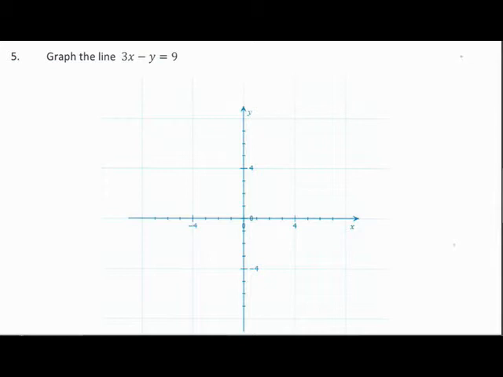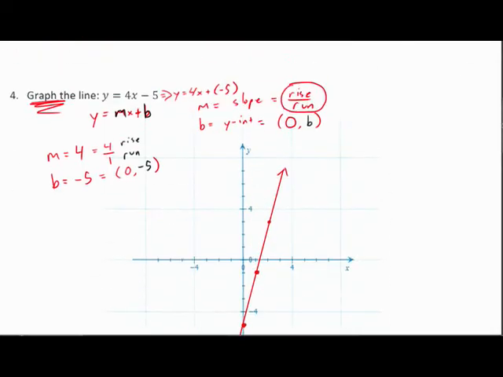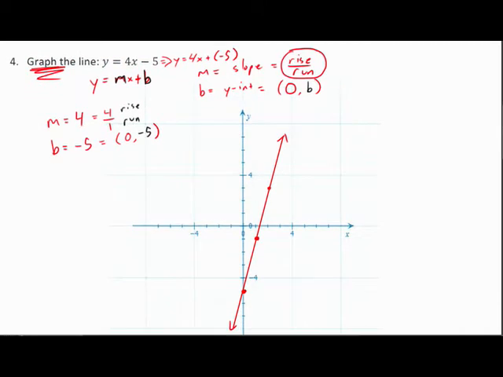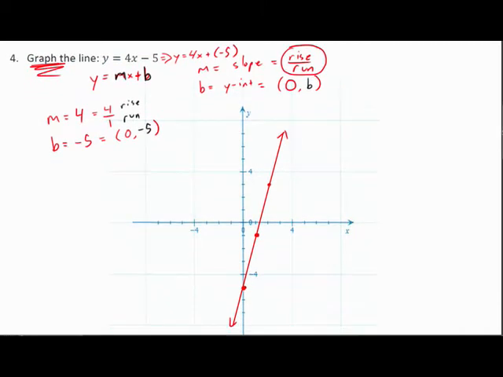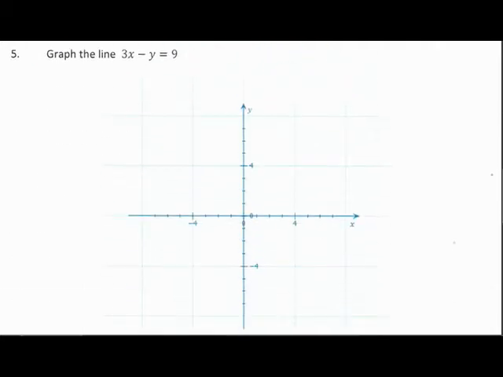Graph the line 3x minus y equals 9. So this is just like the previous problem that we just did, which is graph the line y equals 4x minus 5. The difference is that number 4 is in y equals mx plus b form. Here, we're in standard or general form, depending on what your book wants to call it, or your teacher.